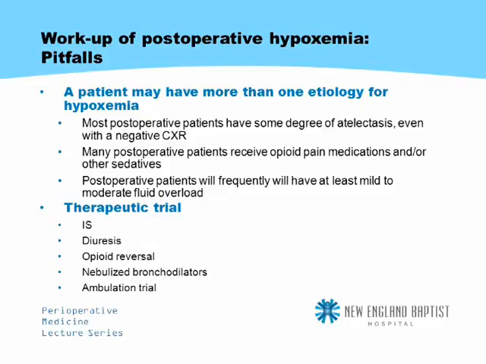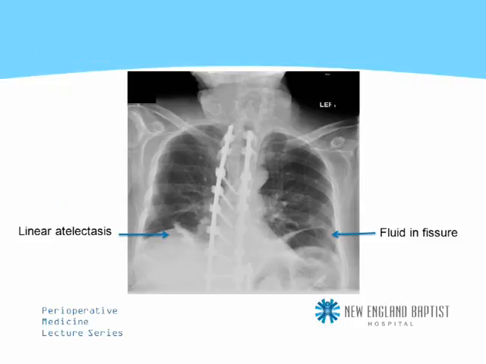So you have them do IS, low threshold for diuresis. If they are very somnolent, you try to reverse opioid effect, use nebulized bronchodilators. That helps with secretion clearance. And if they can ambulate, that's one of the best things to help with this.